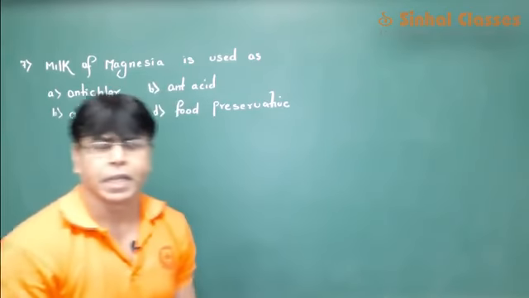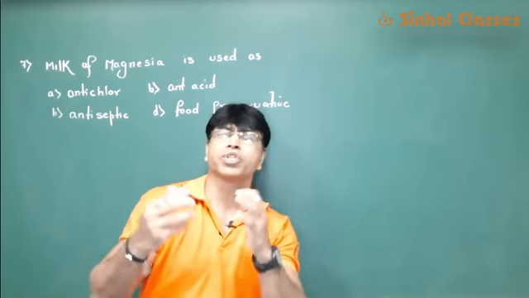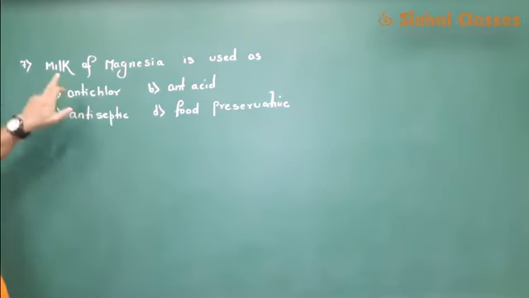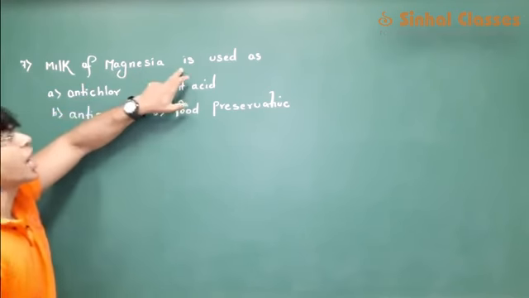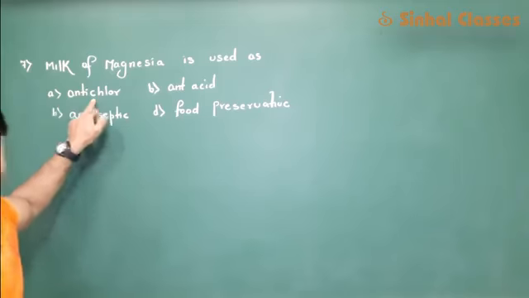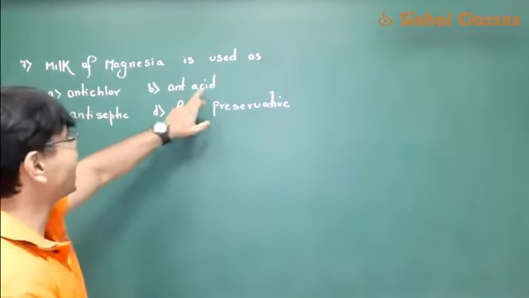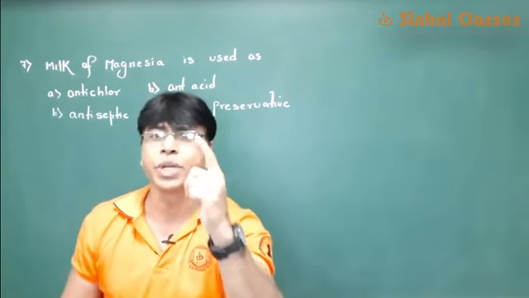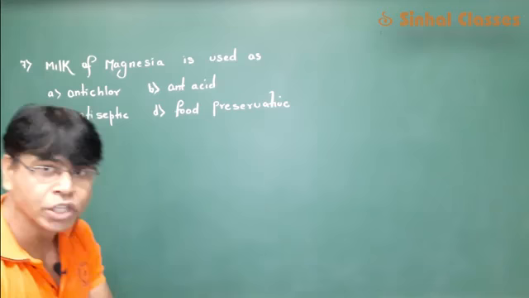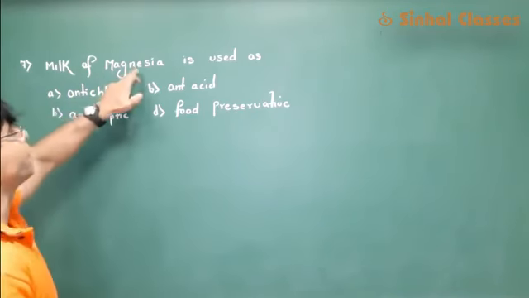Informative question. The entire chapter on alkali and alkaline earth metals is based on information. Here is a question based on it. Milk of magnesia is used as antichlor, antacid, antiseptic, or food preservative. Antichlor means the one which removes chlorine. Antacid means those which neutralize acidity. Antiseptic, you already know it.